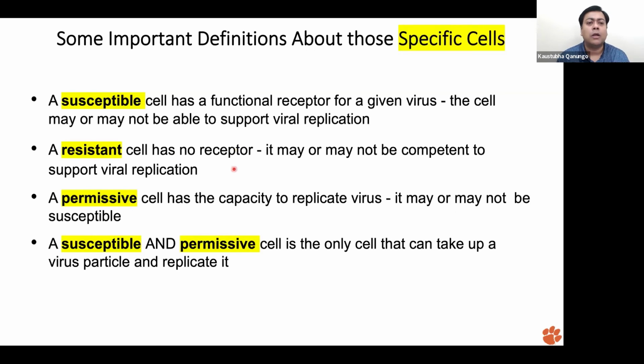Say if we just talk about SARS-CoV-2, if you do not have an ACE2 receptor, it probably cannot get into the cell. And maybe, I'm saying maybe because there are some other theories coming up about how it can enter the cell without ACE2 as well. But for all practical purposes, a cell which doesn't have an ACE2 receptor is resistant to SARS-CoV-2.